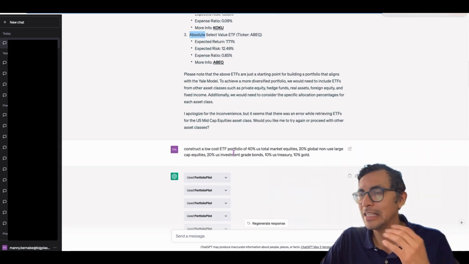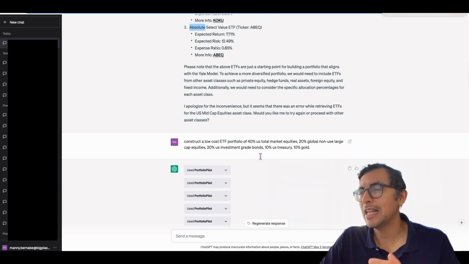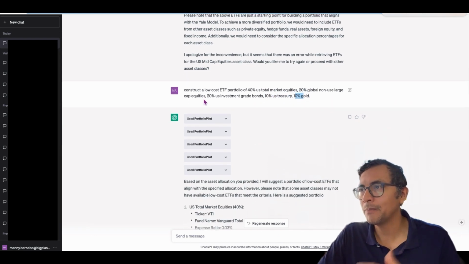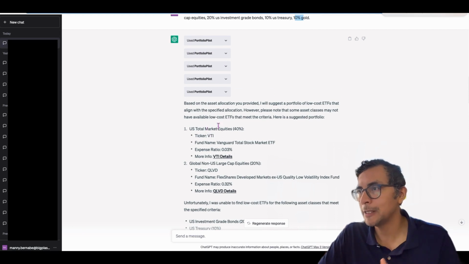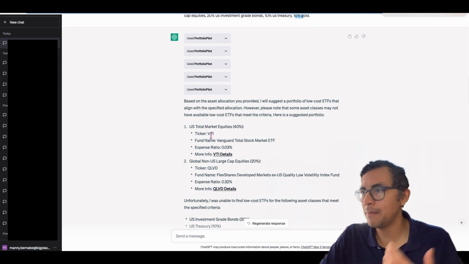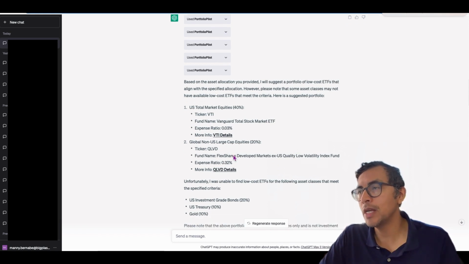So then I simplified the prompt a little bit more, and I just said, hey, can you construct a low-cost ETF portfolio that has 40% total US market equities, 20% global large cap equities, 20% investment grade bonds, 20% US treasuries, and 10% gold, just like a standard type of portfolio. ChatGPT activates the Portfolio Pilot plugin, goes to work and comes back with this response. So VTI for US total market equities, that makes sense. And QLVD, which is global non-US large cap equities, which is also a good hit.